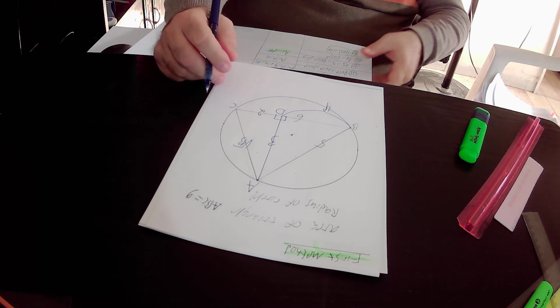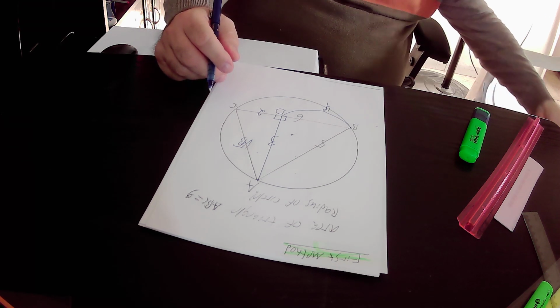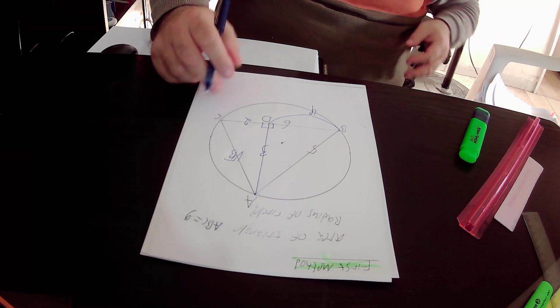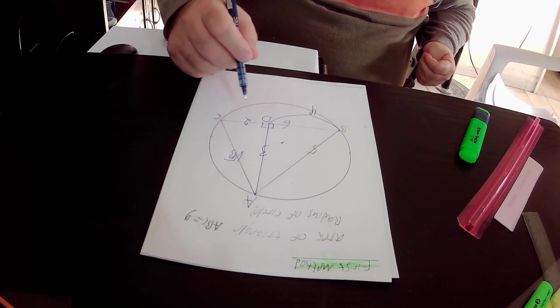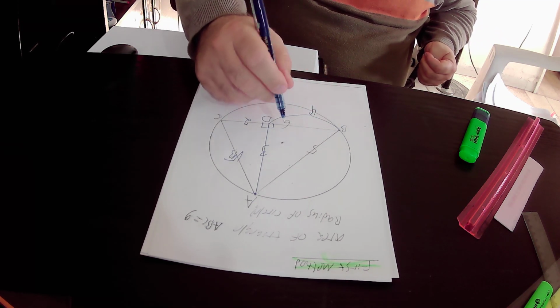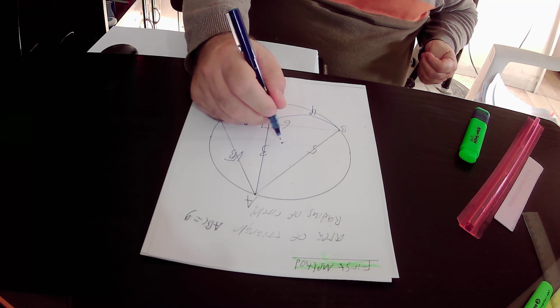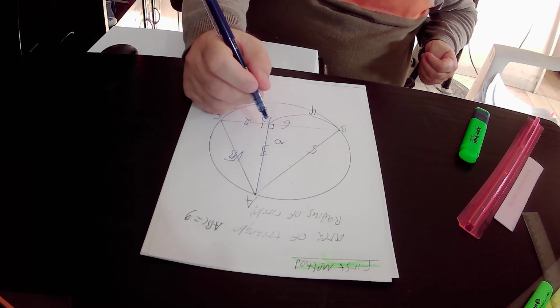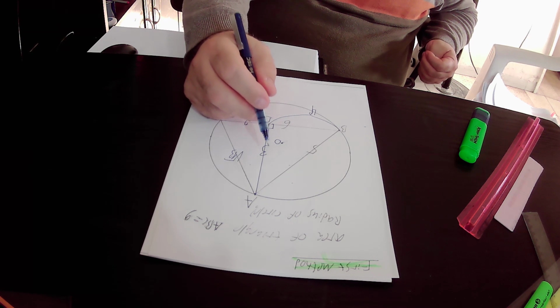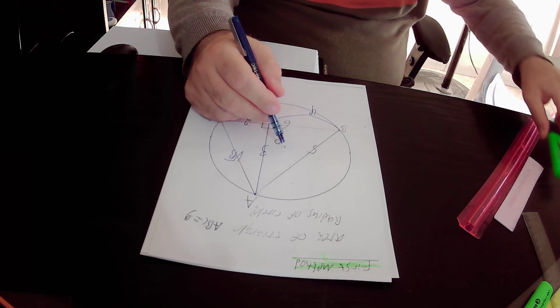In the next step, we will define the center of the big circle as O. And we will join points A and O together by a straight line.